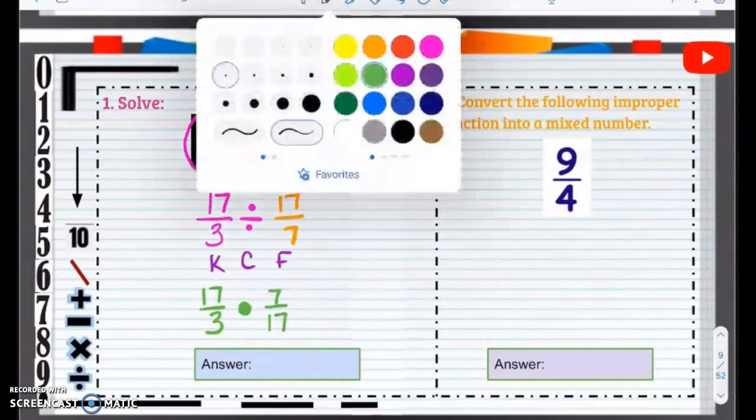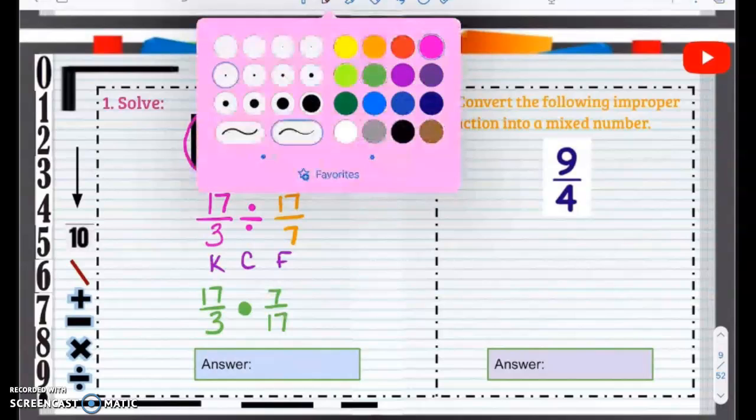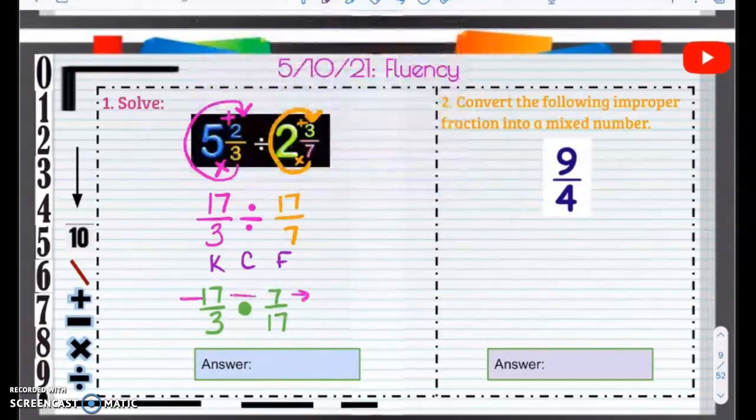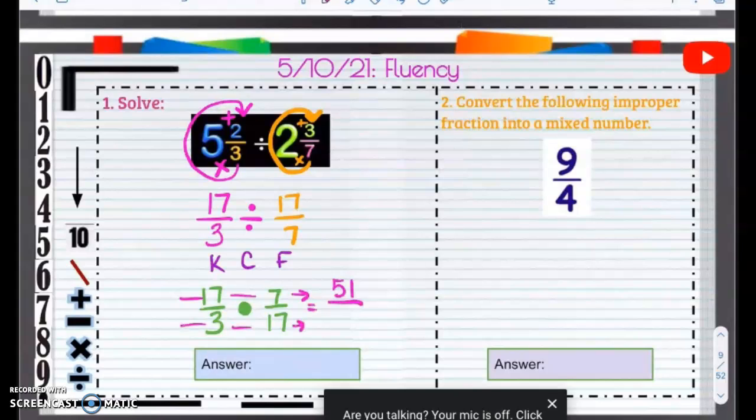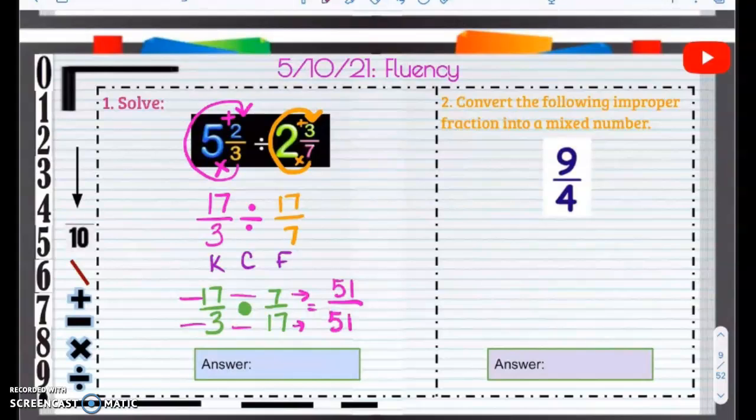We can do, all right, 17 times 7. So if you can use a calculator for this. If you do 17 and you multiply that by 7, you'll get 51. If you do 3 times 17, 3 times 17 is 51. 17 times 7, that's my fault. 17 times 7 is going to be 119. Now if you do 119 and you divide that by 51, we can simplify this.